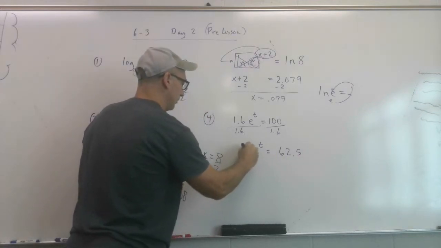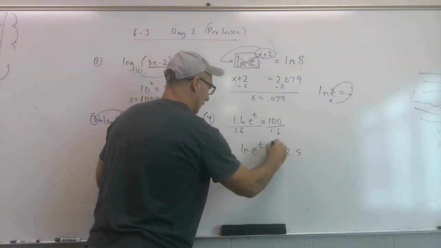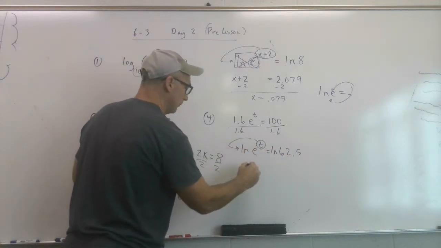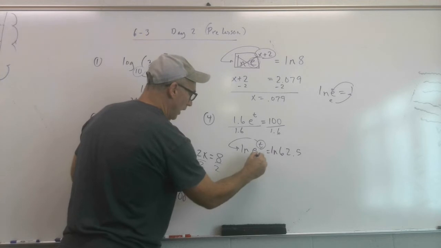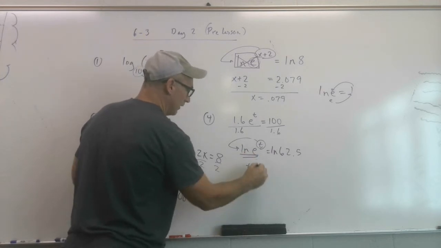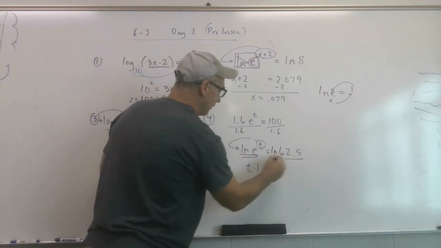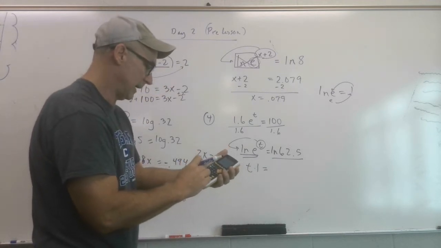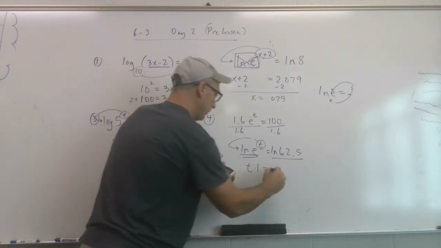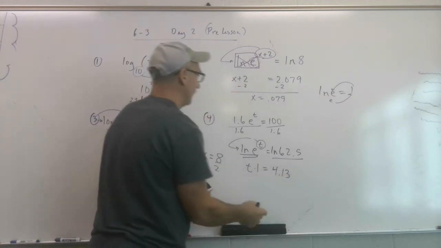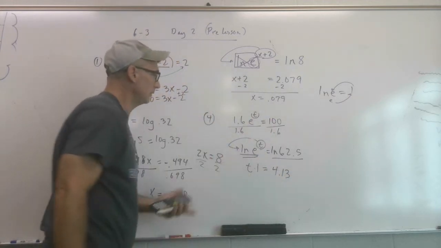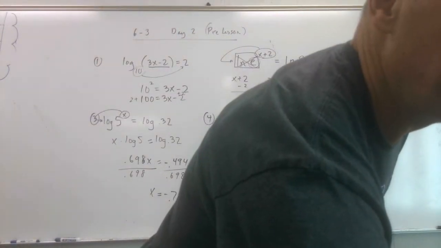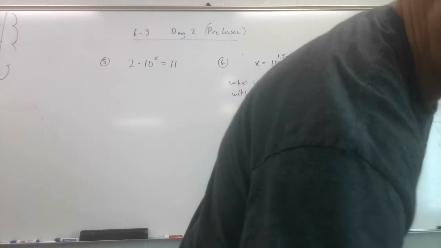So I'm going to put a natural log here and a natural log here. Remember, that allows me to bring the exponent in front. T times what? Well, the natural log of e is 1, so it's like that. And all I got to do is go natural log, 62.5, 4.13. There, I solved t. Impossible to do without our good friends, the natural log. A few more. Last 2 problems.